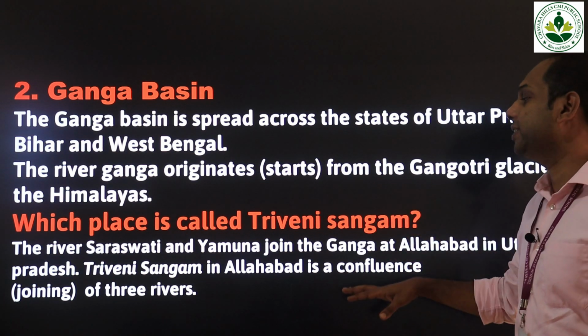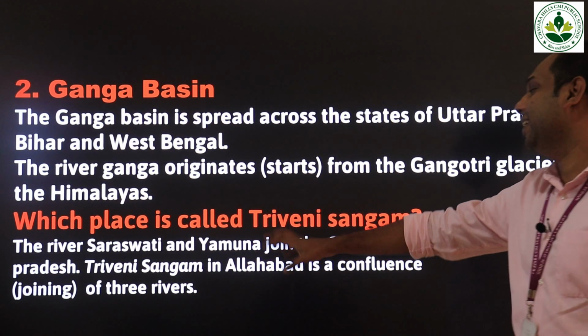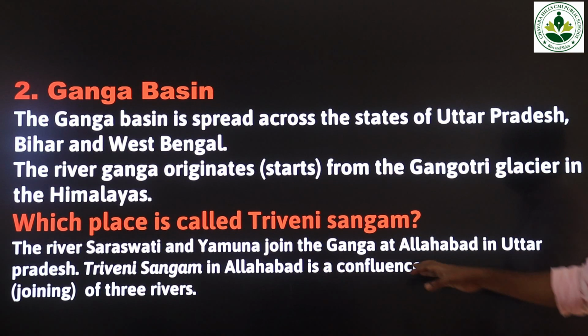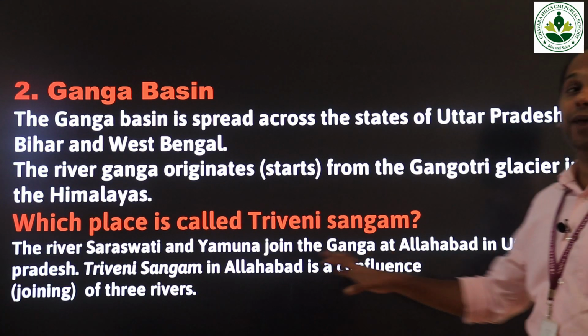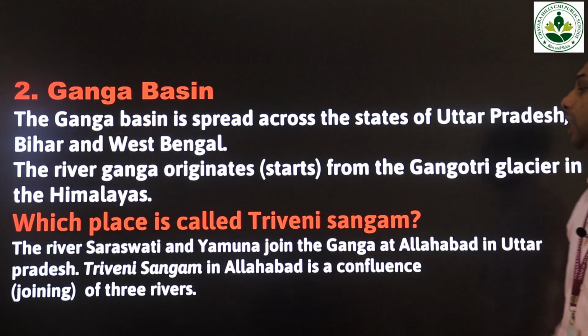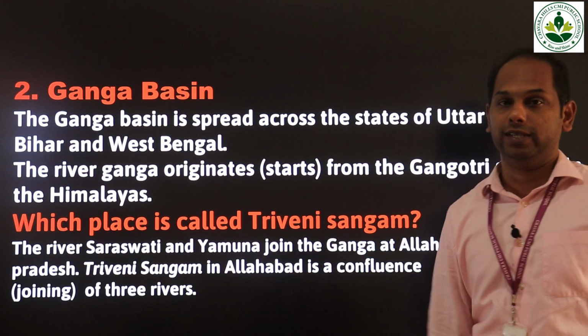And that particular place is called what? Triveni Sangam. The rivers Saraswati, Yamuna and Ganga join in a particular place, and that particular place is called what? Triveni Sangam. Triveni Sangam in Allahabad is a confluence, a meeting place of three rivers.